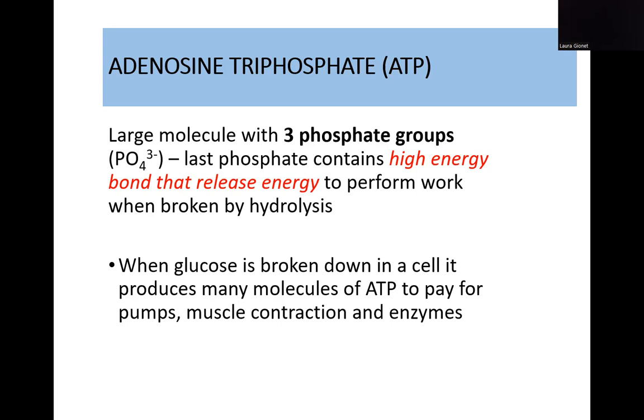There's always activities in the cell that have to be paid for somehow. That's why we take in calories. That's why we eat food. Is because our cells need to have these molecules along with oxygen. So that's another reason why we breathe, is to take oxygen in, but also to get rid of the carbon dioxide that we have now built up because we're making ATP.